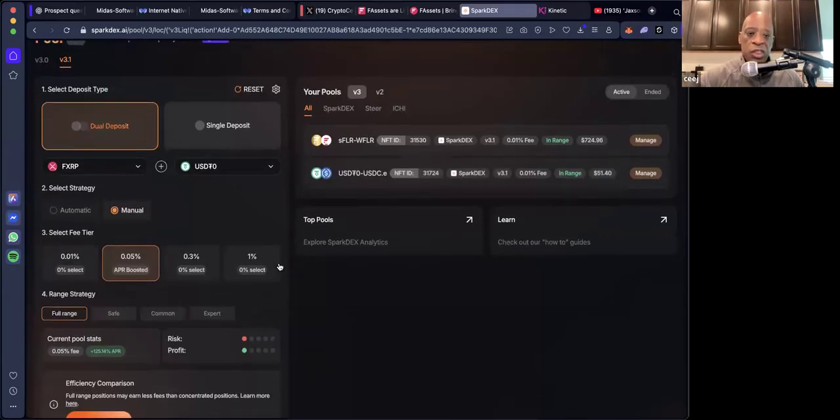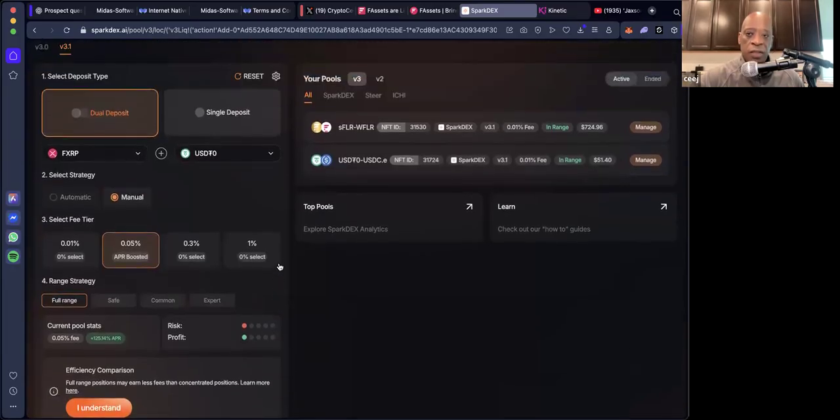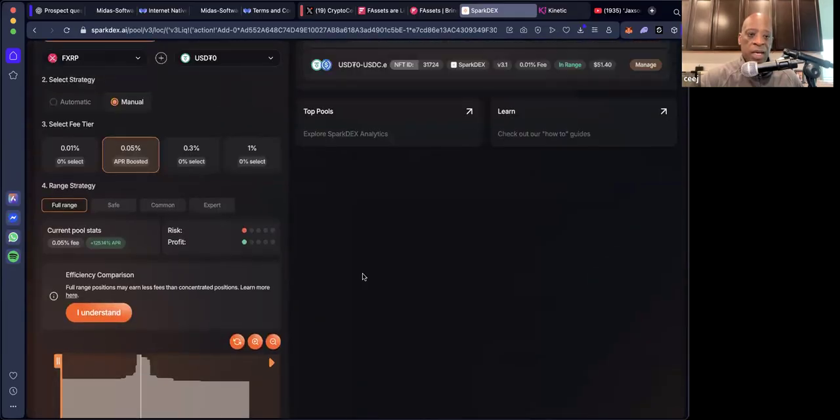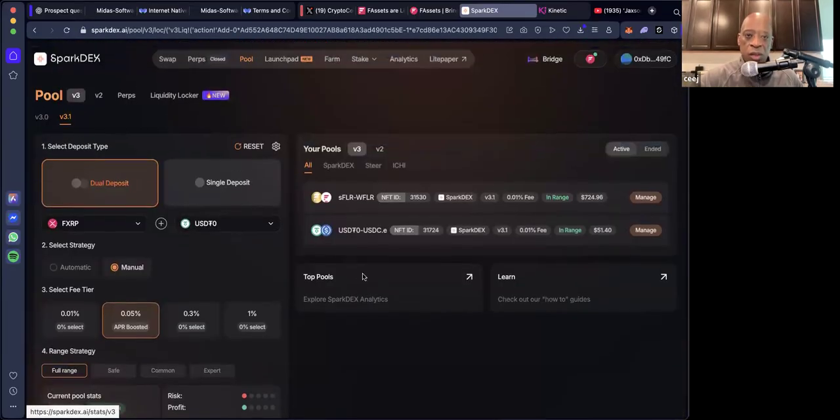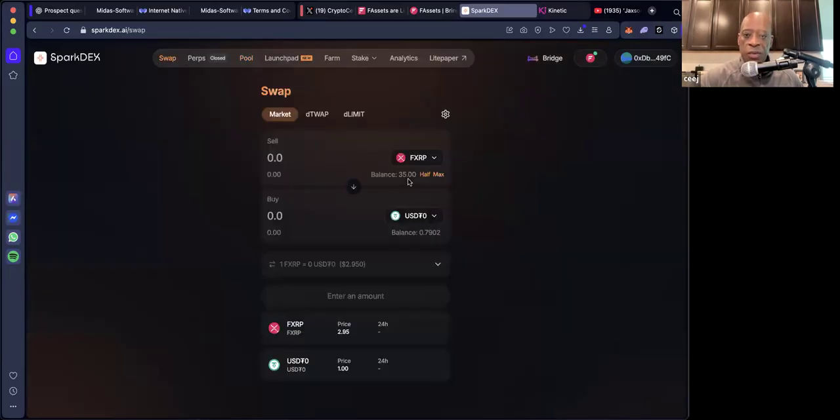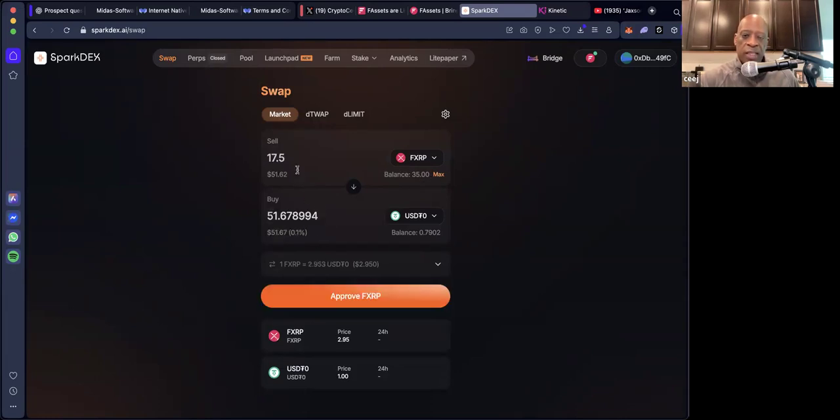What you're going to need to do, if you have FXRP in your wallet, is swap a certain amount of that into USDT zero. So let's go to swap. You can see I have 35 FXRP, right? And I'm going to swap half of it, half of this 35, so that we have a nice equal weighted balance in order to enter this liquidity pool.